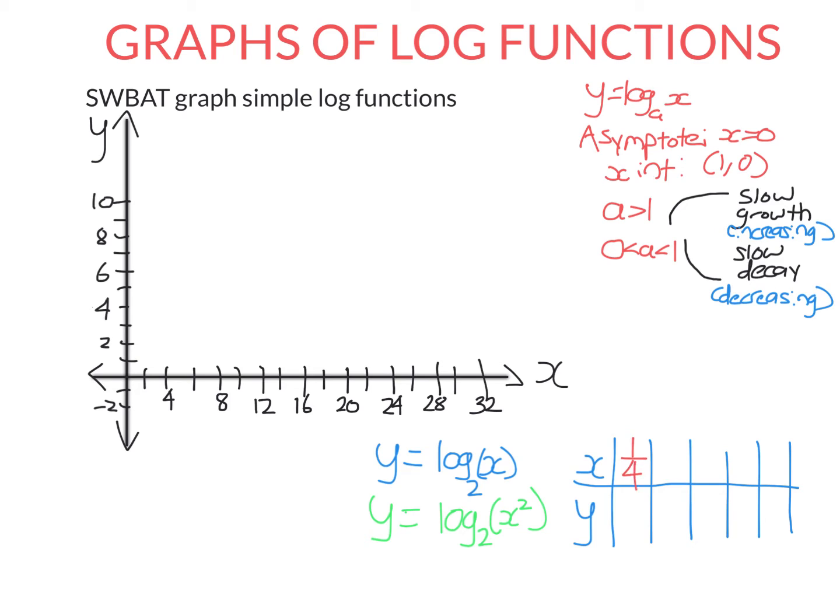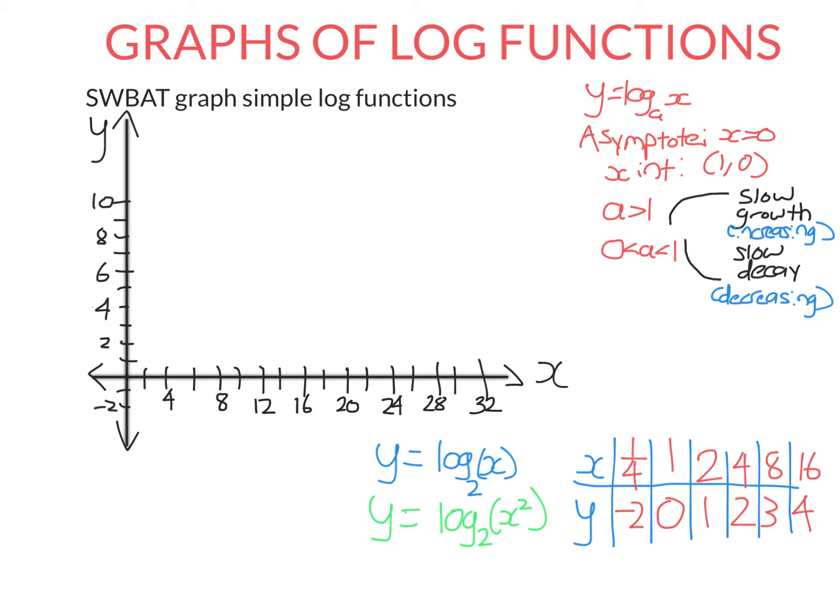Let's say x is a quarter. What would y be? We're asking, to what power do you raise 2 in order to get a quarter? 2 to the power of minus 2 is equal to a quarter. If x equals 1, y is 0 because 2 to the power of 0 equals 1. 2 to the power of 1 equals 2, 2 to the power of 2 equals 4, 2 to the power of 3 equals 8, 2 to the power of 4 equals 16, and so on.